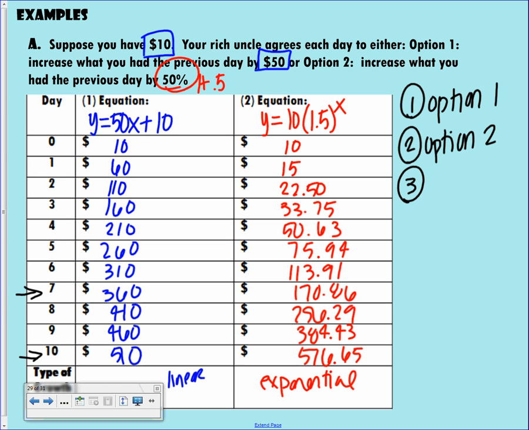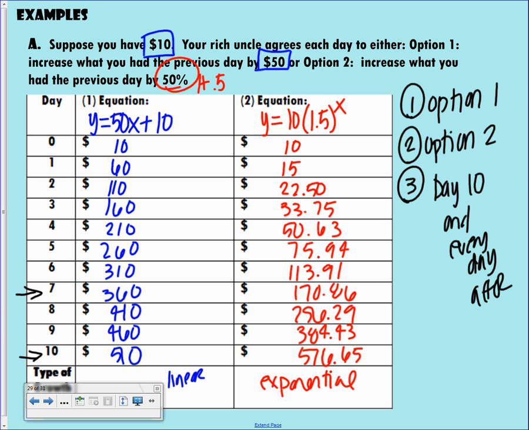And question 3 says, at what point would you change your mind? So at what point does option 2 start to be bigger than option 1? And that looks to be right on day 10. And then everything after. So every day after that, because it's exponential, it's going to stay bigger, and the linear is never going to catch it. So day 10 and every day after would be a fantastic answer.